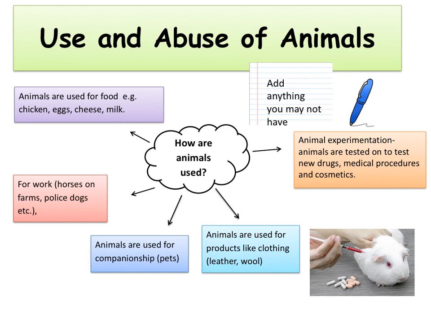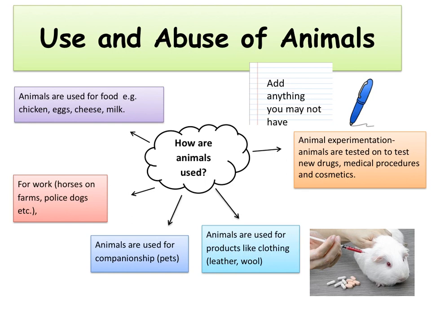Another way that animals are used is through animal experimentation. Sometimes animals are tested on to test new drugs, medical procedures, and cosmetics. This is largely down to the fact that we don't want to harm people, and so we are happy harming animals if it means that people's lives are saved, or that they're not harmed. Another way we could use animals is for products like clothing. We use leather from cow skins, we use wool from sheep's wool.